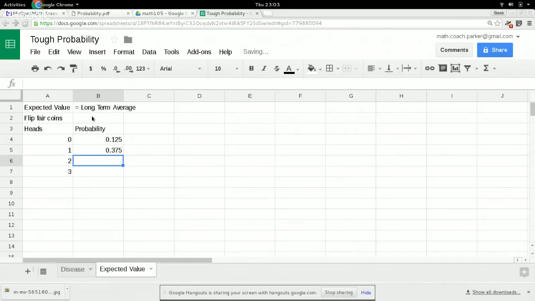Now getting 2 heads means I got 1 tail. That tail could have happened on the first try, the second try, or the third try. So again, there's 3 out of 8 ways that could happen. All heads, only one way that can happen, head, head, head. And so that's 1 out of 8.